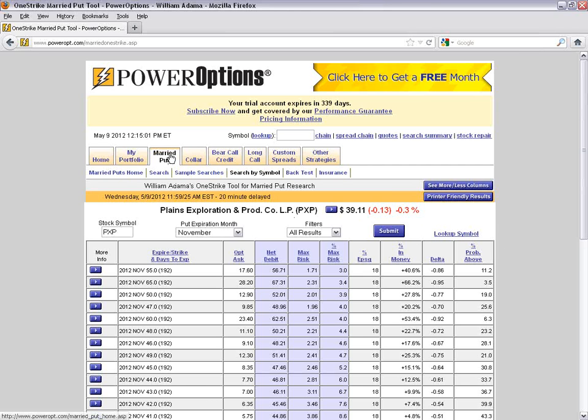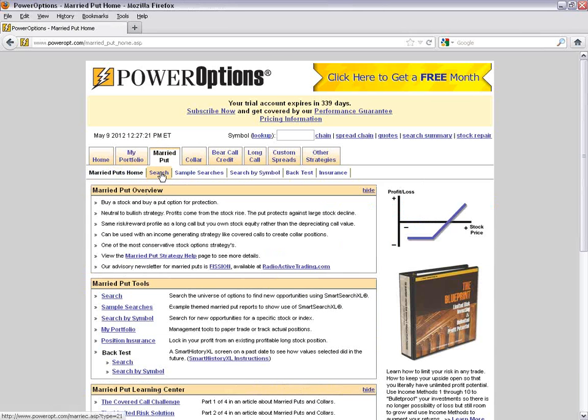Let's say we don't have a stock. We're looking to open a new RPM. We want to look across the universe of options for positions that match our risk requirements or the default settings discussed in the blueprint. Well, to start, I'm going to go into Married Put again, and we'll go into the search tool.